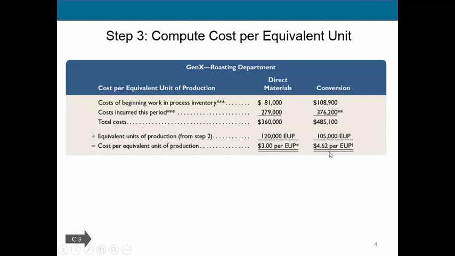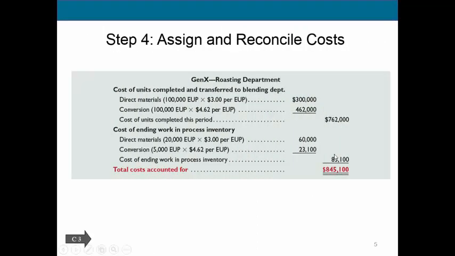So we have the various costs that make up our product costs. We would add these together for the cost per product. So we can see here we've got some information that we can just look at, our total costs accounted for. We've got the cost of the units completed and transferred to the blending department. You can see here the direct materials and the conversion costs with our various cost per unit.